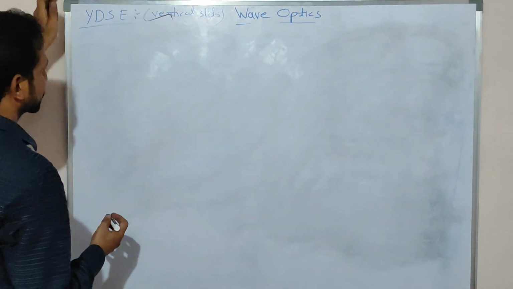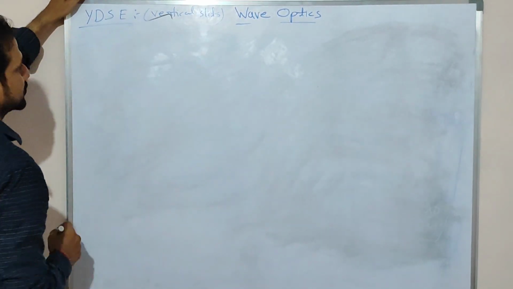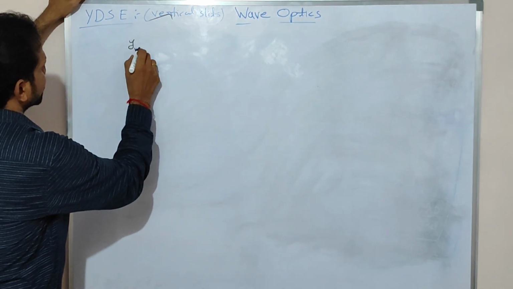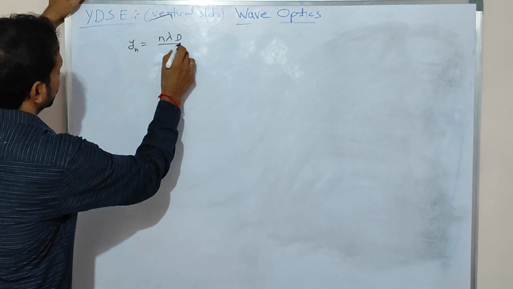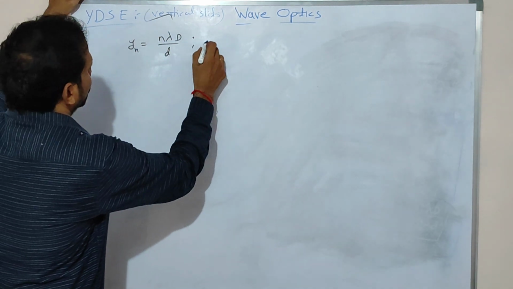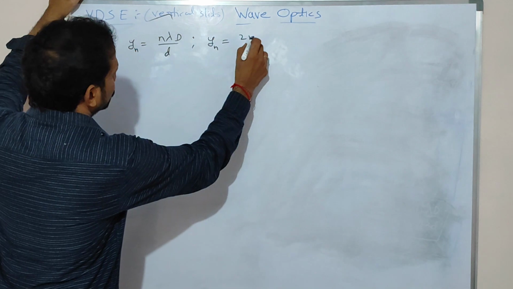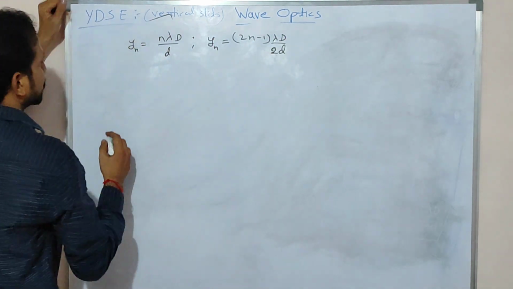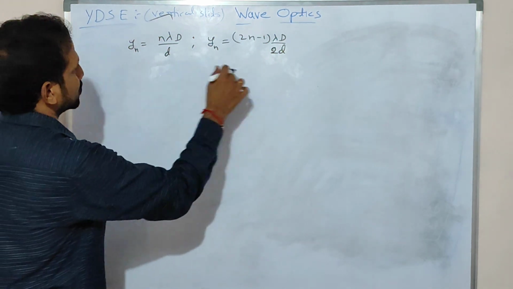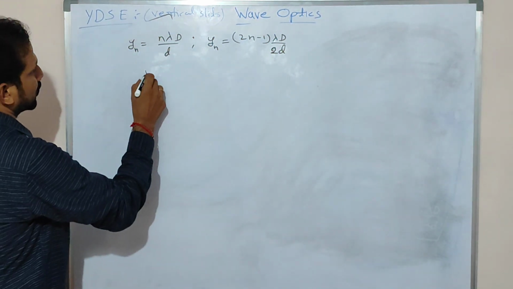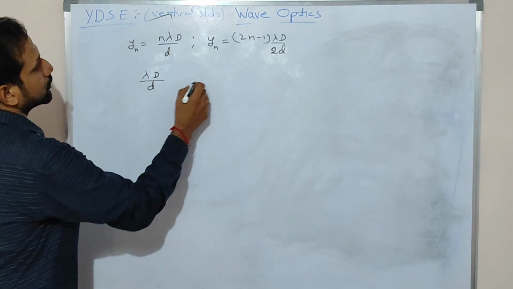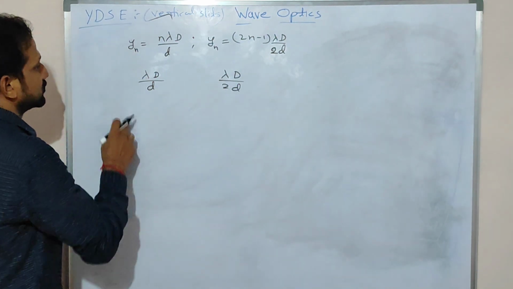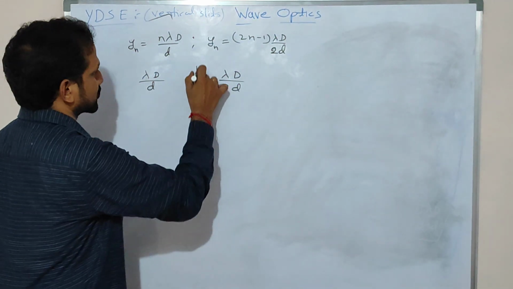Just now we have discussed the dark fringe and bright fringe conditions. For a bright fringe, position equals n lambda capital D by small d. For a dark fringe, it is (2n minus 1) into lambda capital D by 2d. Say n equals 0, then it is at the mean position. For n equals 1, it is lambda capital D by d for bright and lambda capital D by 2d for dark. This is the first bright fringe, this is the first dark fringe.